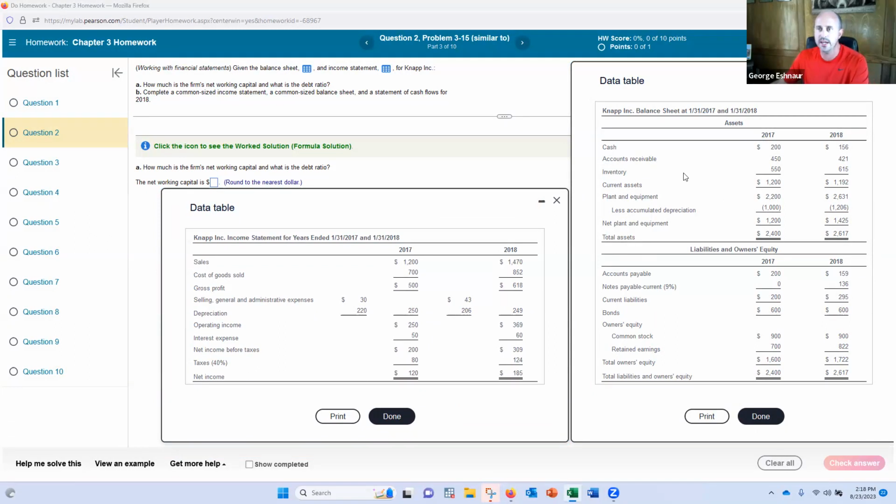Yes. So we're going to use 2018 to start. When we get to the cash flows, we'll have to bounce back into 2017. So this problem takes quite a bit of time to get through. If we're looking at current assets minus current liabilities, we see current assets here of 1192, and then we deduct out our current liabilities of 295. So 1192 minus 295, we get 897.